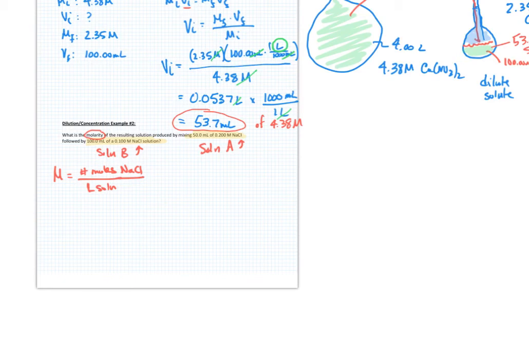Okay, so here's the strategy. We need to find the total number of moles of these two solutions, and we also need to find the total volume of these solutions. If we have the total moles and the total volume, then we can find the molarity. The total volume is easy. This is just the sum of the two volumes. So if we add solution B volume, 50 milliliters, plus solution A volume, 100 milliliters, that's going to equal 150 milliliters, my total volume.